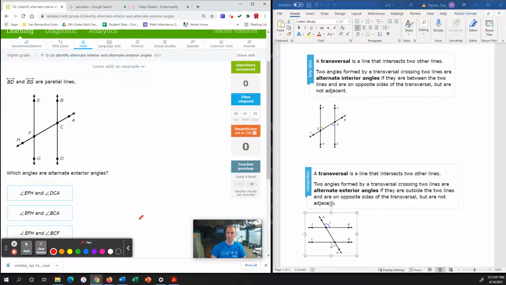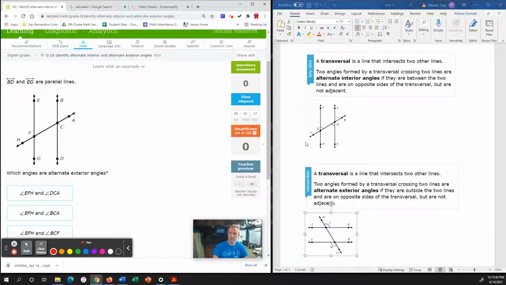Alright, so today we need to know two definitions. We're going to look at the two definitions that are to the right side. So our first definition is looking at alternate interior angles. Before we get started, you have to understand that a transversal is a line that intersects two other lines. For instance, in our diagram here, notice from H to A, it's a transversal because it goes through both parallel lines. Now, for the definition of alternate interior angles: two angles that are formed by a transversal crossing the two lines are alternate interior angles if they are between the two lines and are on opposite sides of the transversal, but not adjacent.